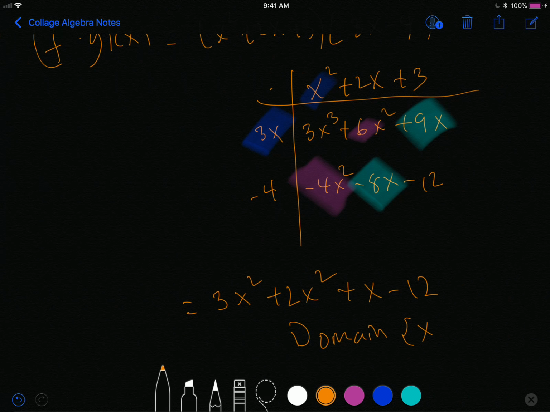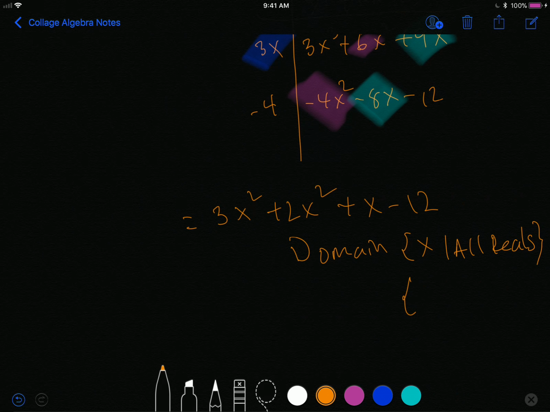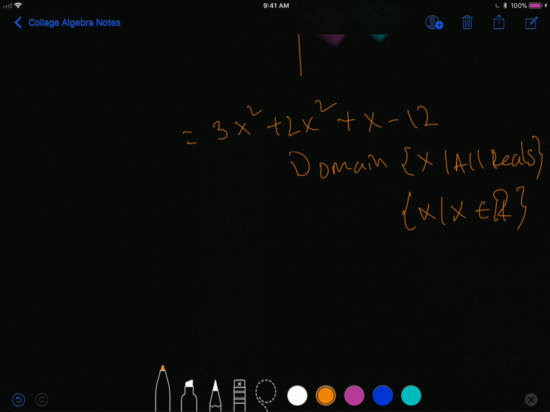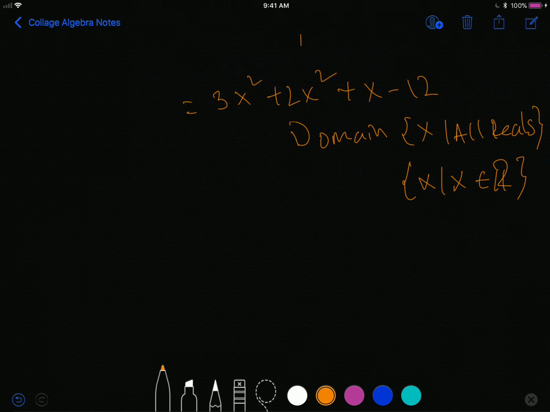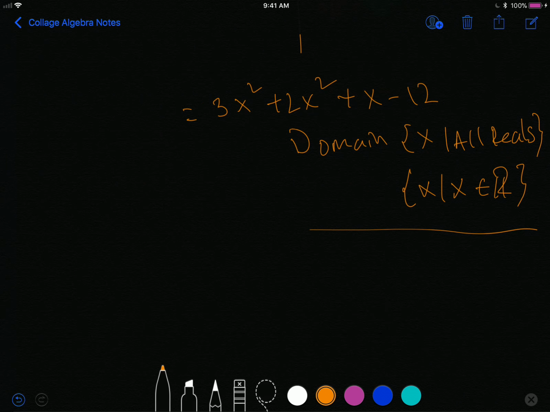Let's give it a set builder this time. All real numbers. Or if you prefer, x such that x is an element of the real number system. The best system that, well, actually, we have better systems like complex numbers, fancy stuff like that.